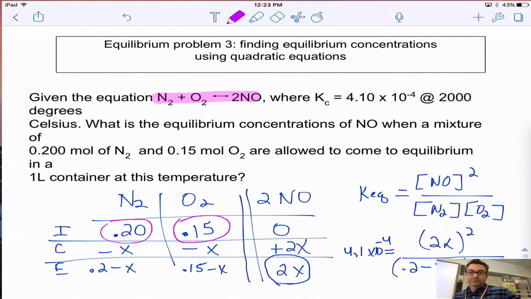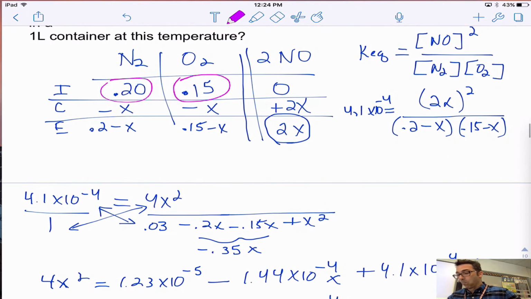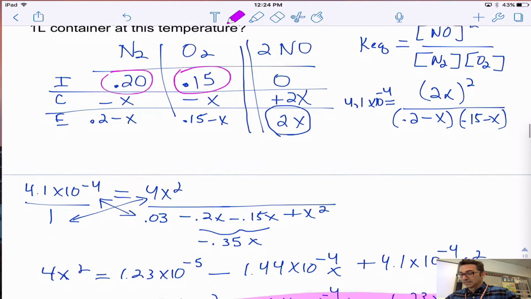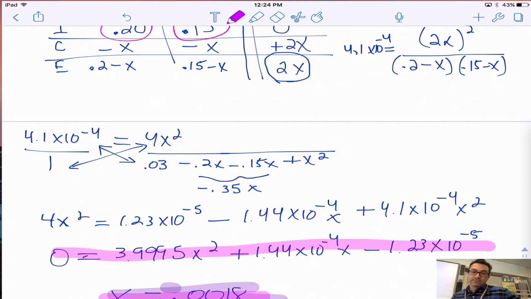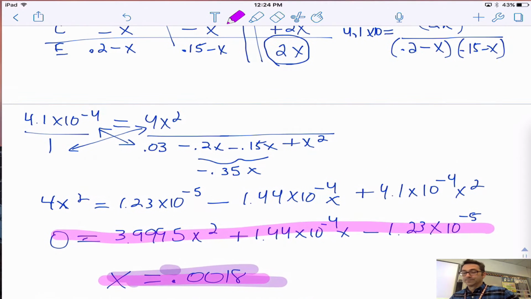What we then did was we wrote out a Keq and plugged in the values for x. Now at this point, we have our x's here and we can't do the square root because there's no perfect square. So when we set this up, we would FOIL out the denominator and cross multiply. And when we did that, we would get this set up here. And then shown in purple highlight is the quadratic equation that we set up. Now if we solve for x using the quadratic formula, we will get x equals 0.0018.